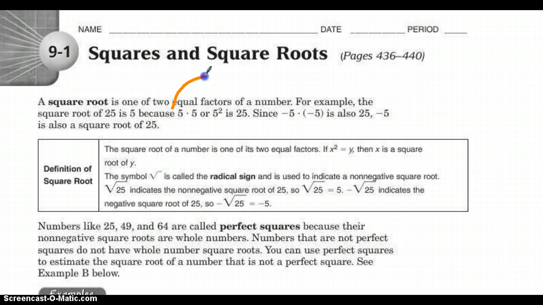Now let me tell you what this is called. This portion here is called the principal root. And the principal root is only the positive. So it's just simply the positive square. Okay, so keep that in mind. You'll hear me talk about the principal square root. That means the only thing I want is the positive.